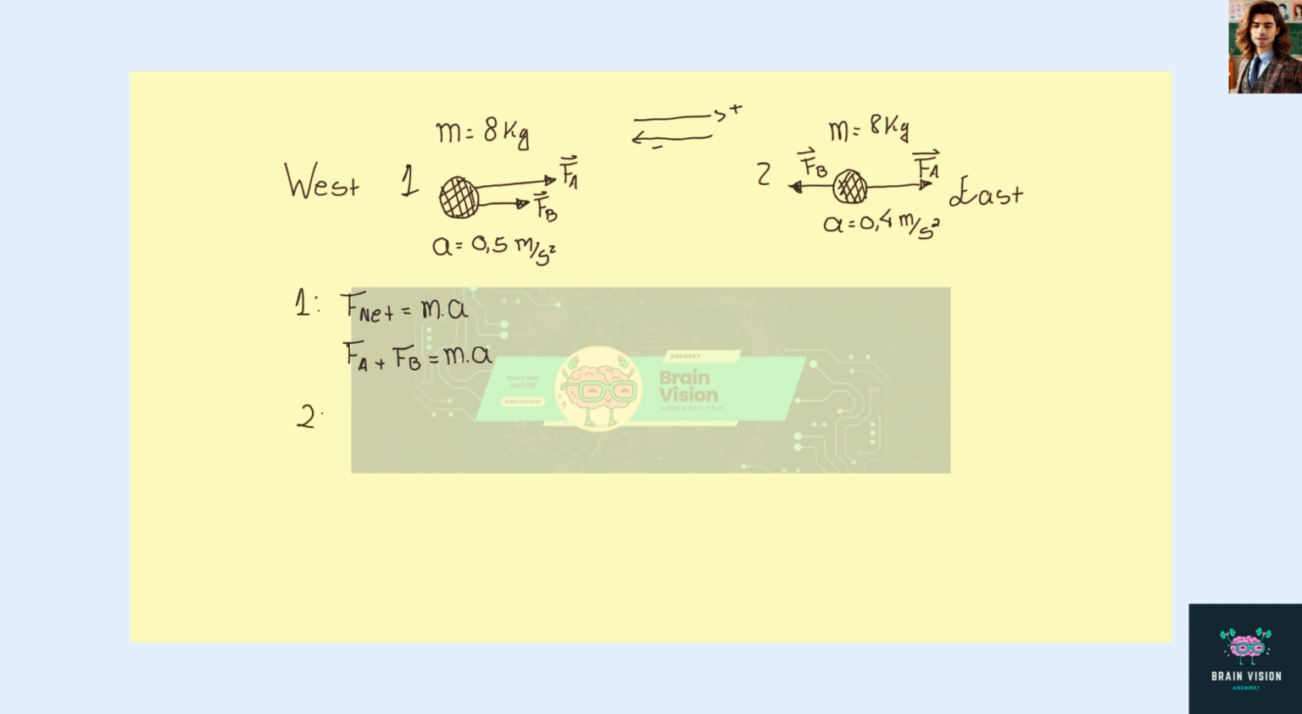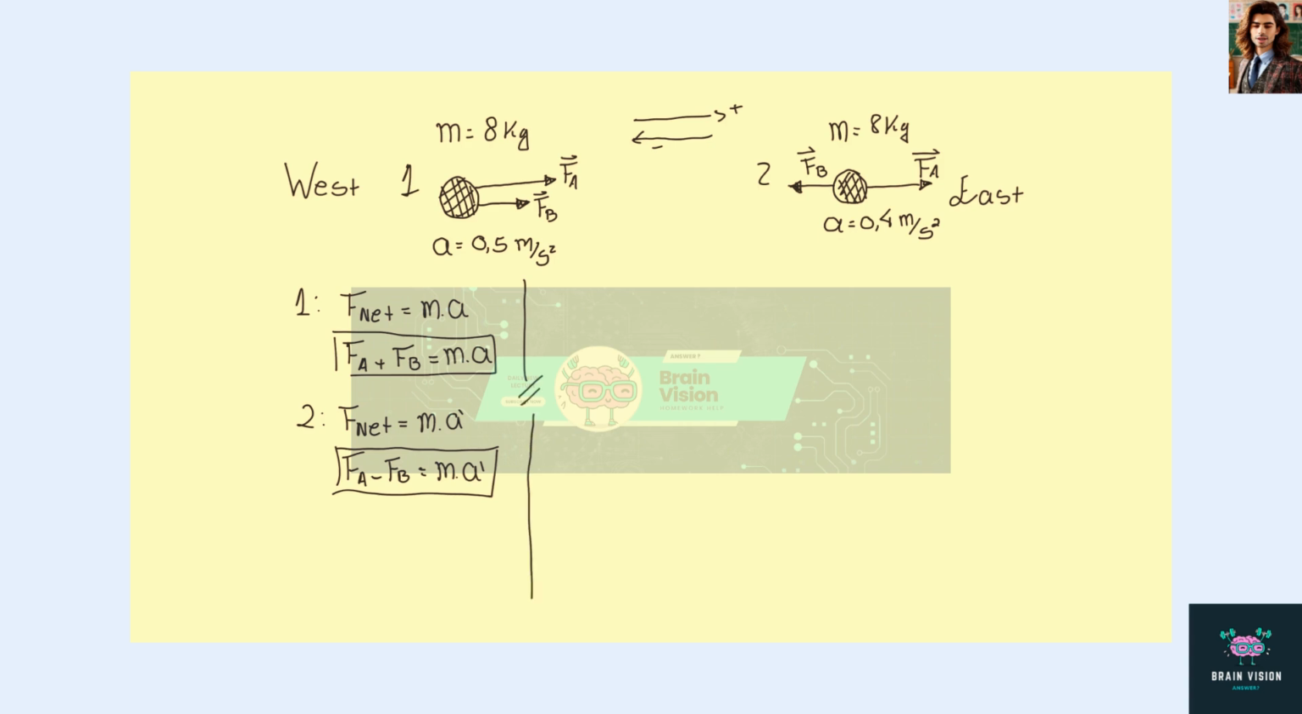In the second situation, the net force is equal again to the mass times the acceleration. But now the acceleration is different, so let me call it a prime. And the net force is given by Fa minus Fb, because now the force B is pointing to the left. And this is equal to the mass times the new acceleration. So this is what we get by using Newton's second law.